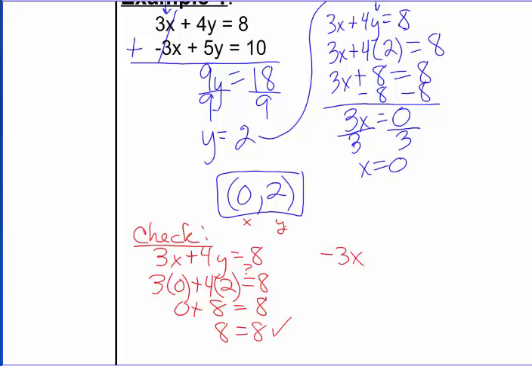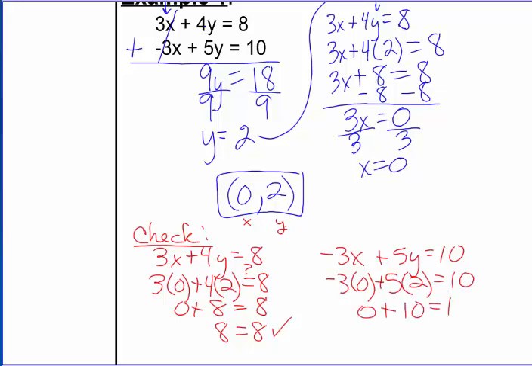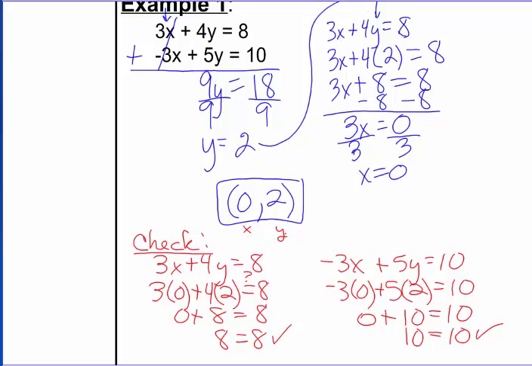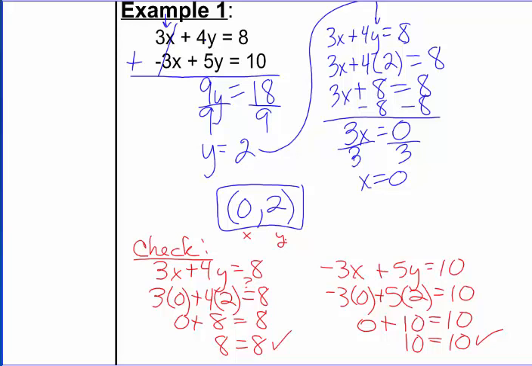Now let's try the negative 3x plus 5y equals 10. So negative 3 times x is 0, plus 5 times y is 2, equals 10. So negative 3 times 0 is 0, 5 times 2 is 10, and then add the 0 plus 10, so we get 10 is equal to 10. So it does work in both equations. Next example.